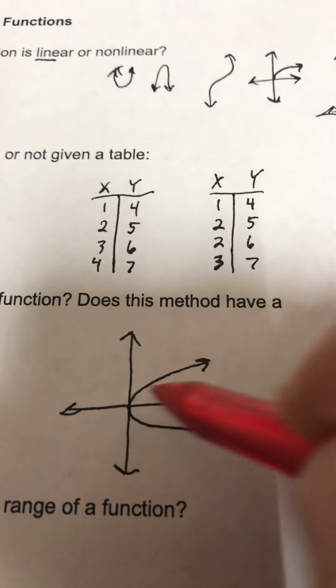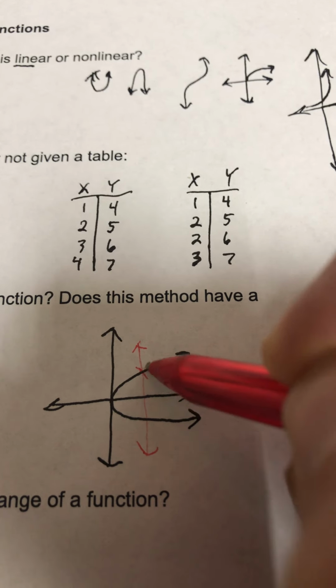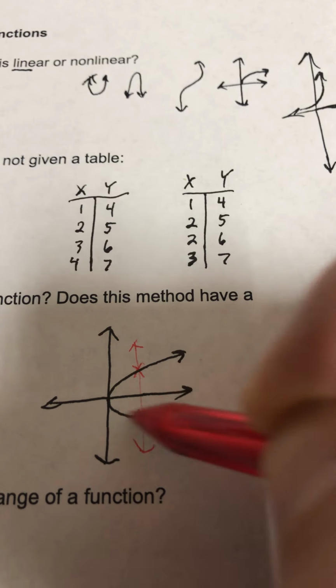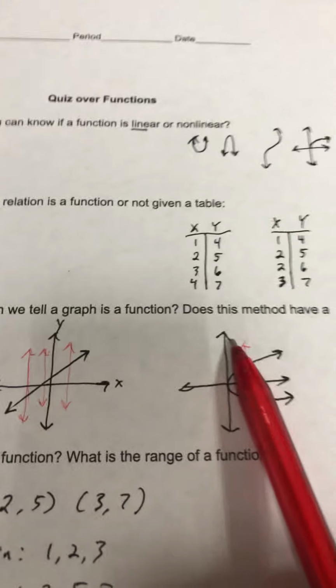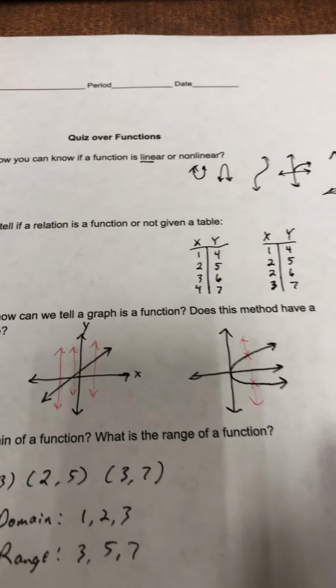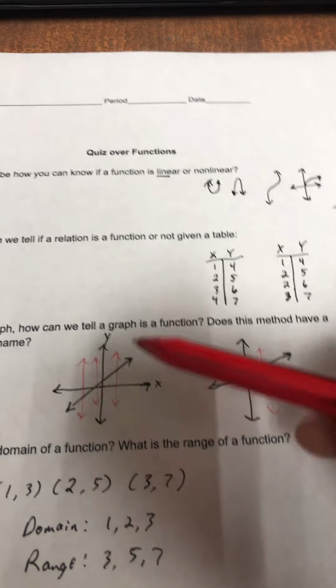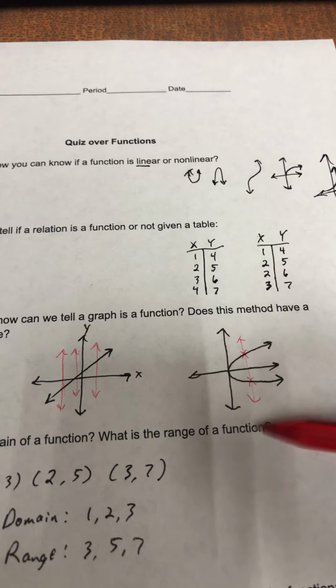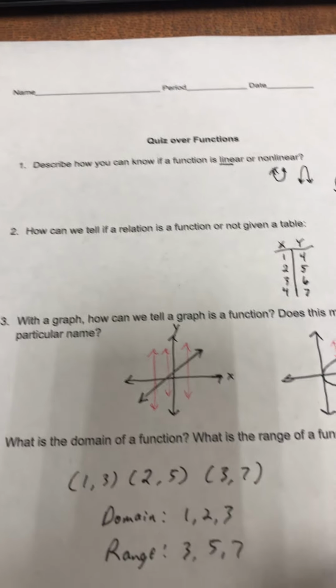But this one, when I go here, say for instance, it's hitting my graph in two spots. So this is an example of not a function. So you've got to put that in your explanation. And what is that method called? What kind of line is this? It's not horizontal. It is what? Okay, that's going to be that specific particular name for number three.